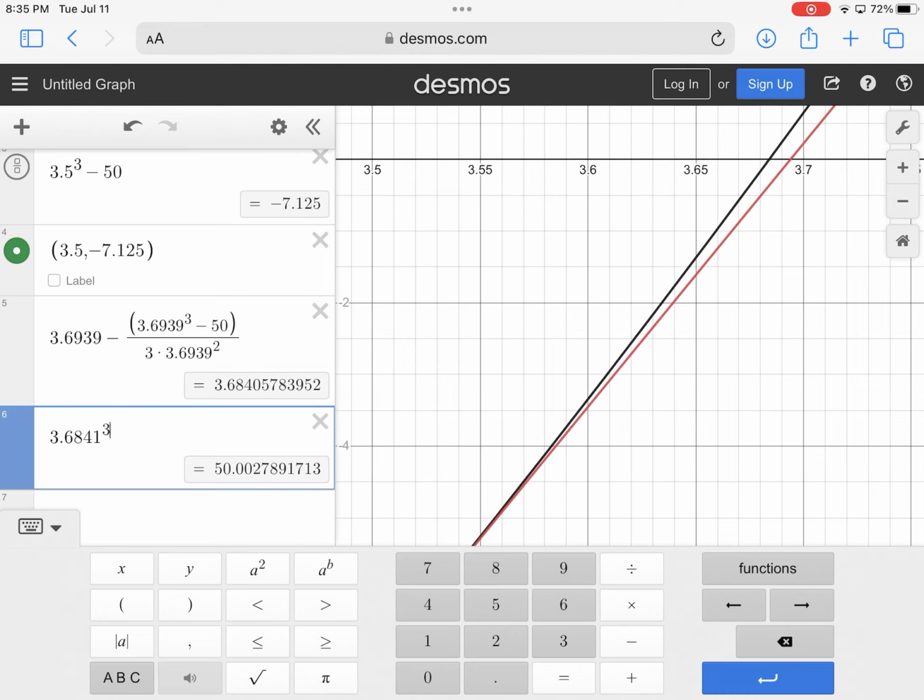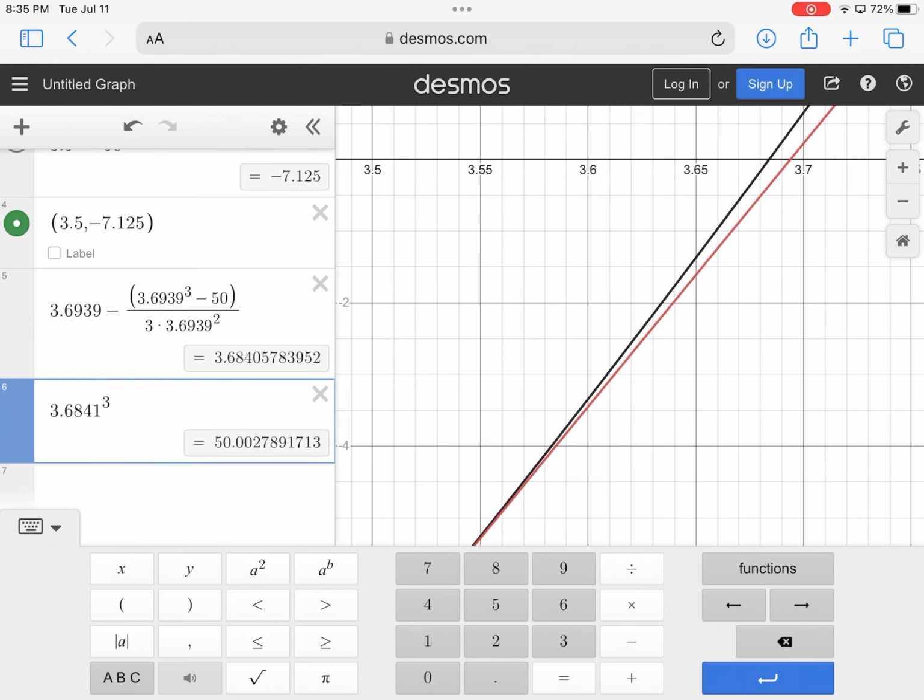So notice if I had done, if you look up here, this one is 3.684057. If I'd done that instead, 3.684057.8, notice that it's getting closer and closer and closer. And then we could have said 4, and notice it's getting closer and closer. You can just keep doing this as long as you need to, to get as close as you need to the actual answer.